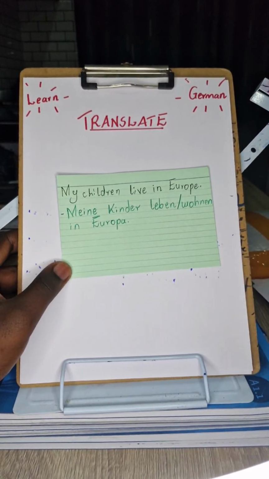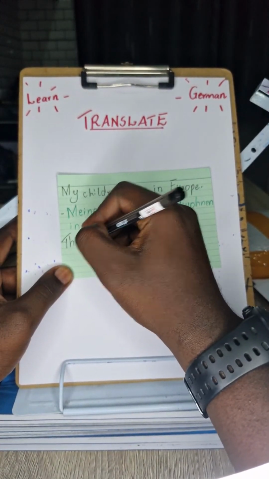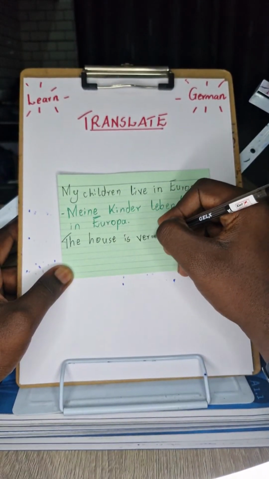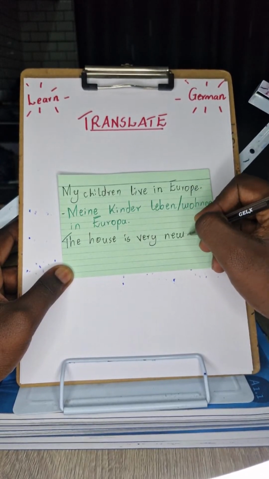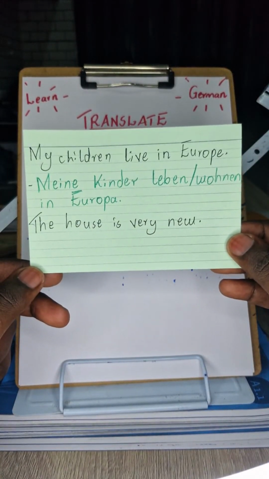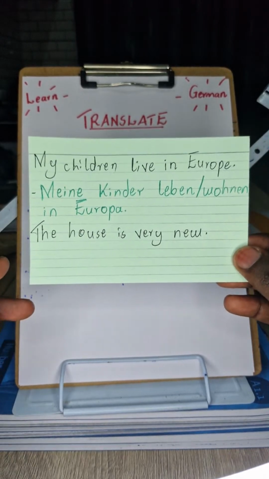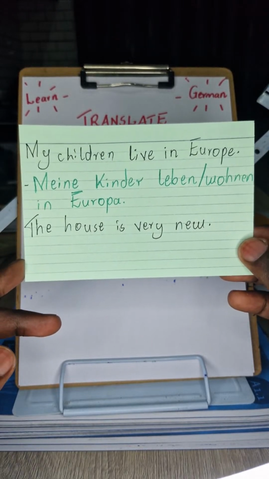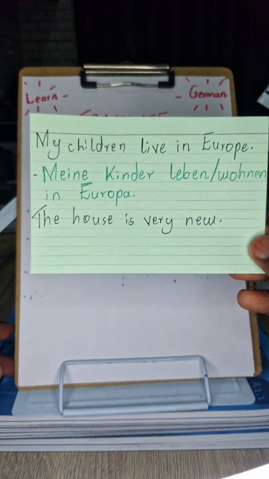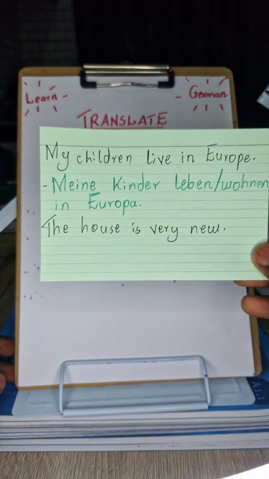Look at the next number. It says the house is very new. How would you say this one? The house is very new. As you're translating, do also take note of the gender. Is it der? Is it die? Is it das? Take care of that. Is it singular or is it plural, etc.? So the house is very new. How would you try that?